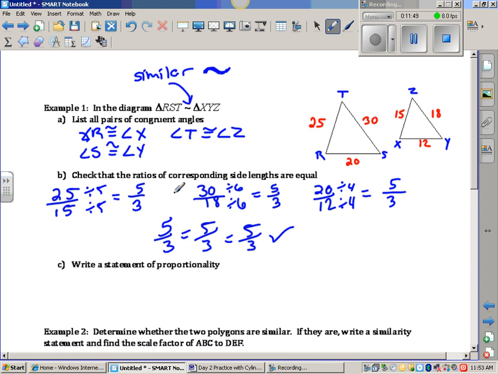Write a statement of proportionality. Well, that's just talking about your actual side lengths, making it official. RT was compared to XC. So there was our first ratio. Then we've got TS compared to ZY. And RS to XY. There's our statement of proportionality. All three sides in this case are in proportion, and you're all set.